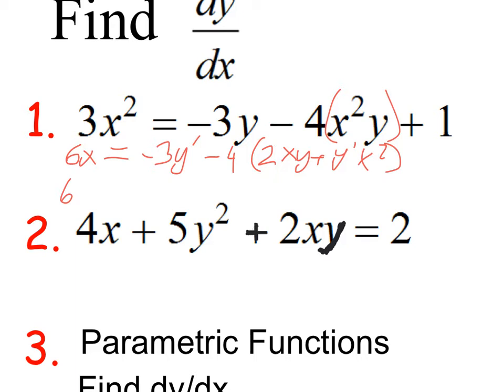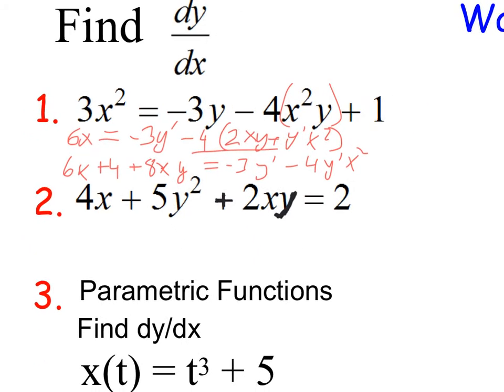So let's finish up 6x and plus 4. And by the way, I'm moving stuff to the left side that doesn't have a y prime. This part right here is going to be -8, so plus 8xy. I think that's it. Alright, equal to 3, -3y prime minus 4y prime x squared.